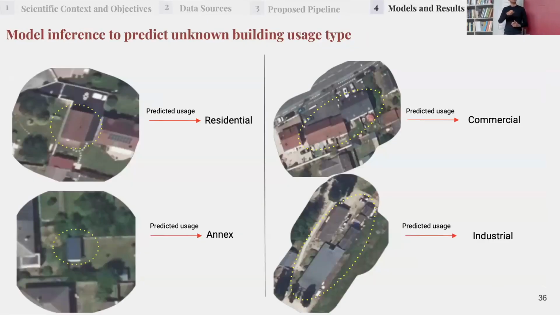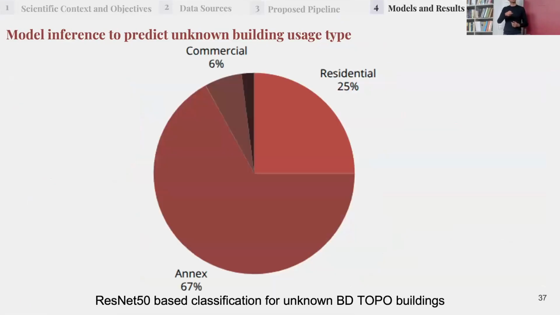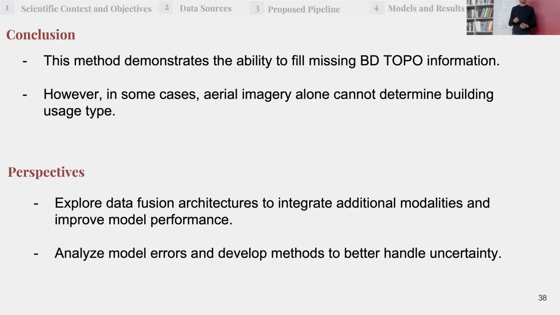Here are some examples of the prediction and the reclassification of the unknown buildings. We reclassified all the unknown buildings and calculated the proportion of each class. In our unknown buildings, 25% of them are residential. That highlights the importance of our method. If we had ignored the unknown buildings at the beginning, we would miss many residential buildings.